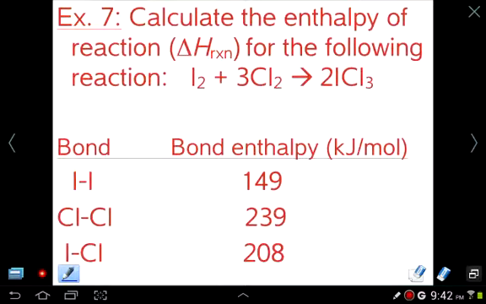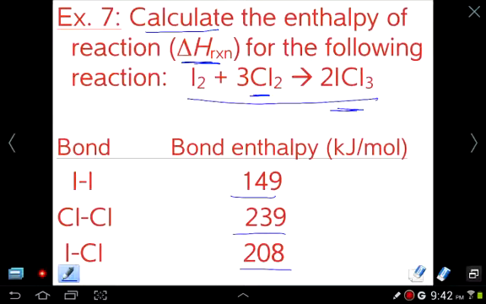So here's an example of what we can be asked to do using this information. We have the task of calculating the enthalpy of the whole reaction for the following equation. We have iodine recombining with chlorine to form ICl3, iodine trichloride. And here we've listed, from that table, some bond enthalpies. There are three types of bonds that we'll be dealing with in this example. The way to do this is to count how many bonds we're breaking and how many bonds we're forming, and then combine the two.